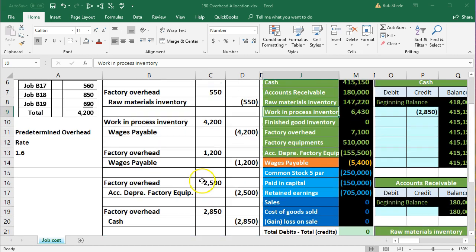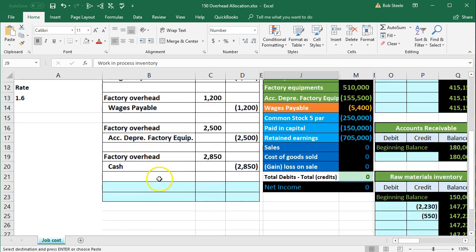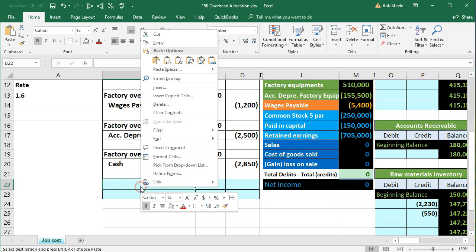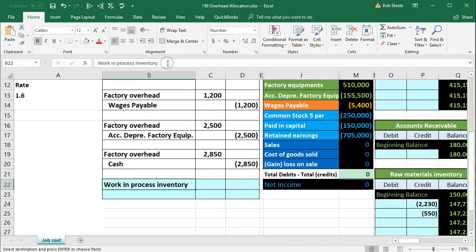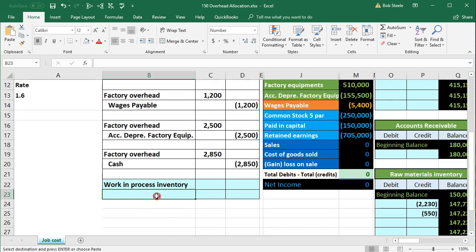So our journal entry then is going to be work in process debit. It has a debit balance. We're going to make it increase by doing the same thing to it, another debit. So I'm going to right click and copy work in process. In B22, right click and paste 123. And it's going to come out of factory overhead. So factory overhead, this number is going to go down, J11. I'm going to right click and copy, put that in B23, right click and paste 123.